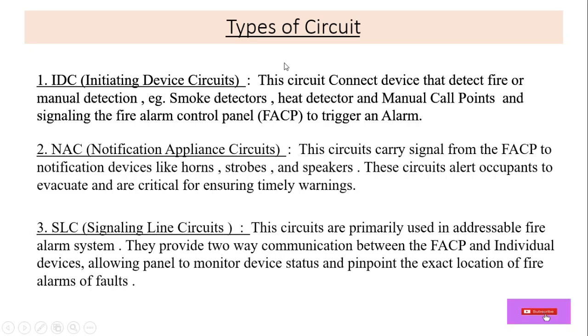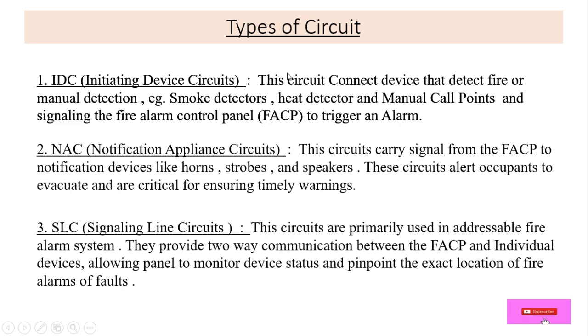So what does IDC mean? IDC is basically where the detectors are wired up. This is called the initiating device circuit, which initiates, which detects the signals or smoke. These circuits connect devices that detect fire or manual detection, for example smoke detectors, heat detectors and manual call points, and signal the fire alarm control panel to trigger an alarm. So this is basically the detection circuit, where these devices are connected.